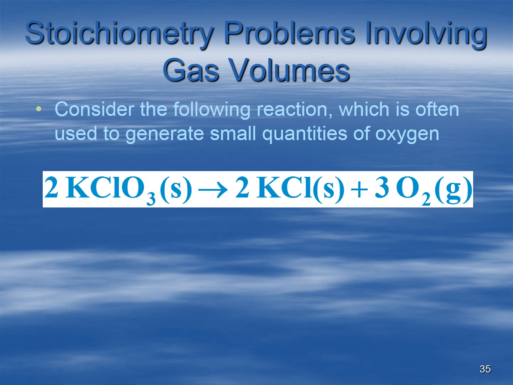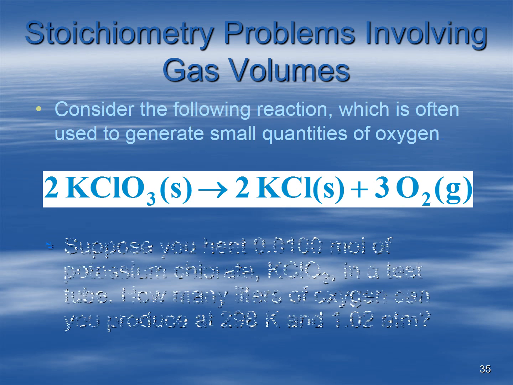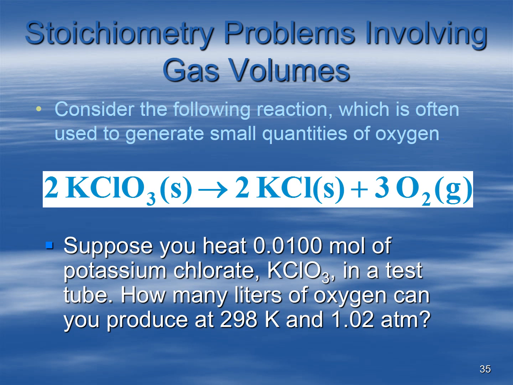Okay, so look at this example. This is a reaction. KClO3 will react to give us KCl plus oxygen. KClO3 is potassium chlorate, I think. And this is a balanced equation. So let's suppose we heated 0.010 moles of potassium chlorate in a test tube. How many liters of oxygen would be produced at 298 K and 1.02 atmospheres?